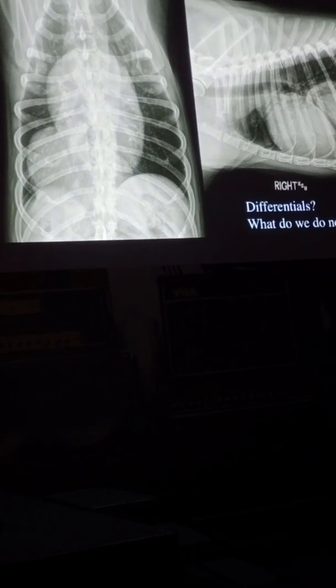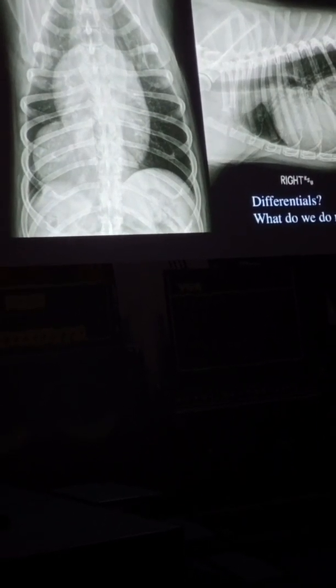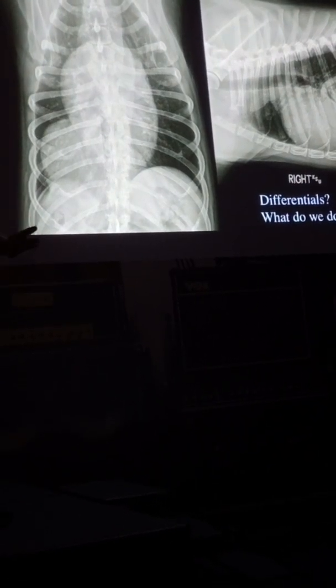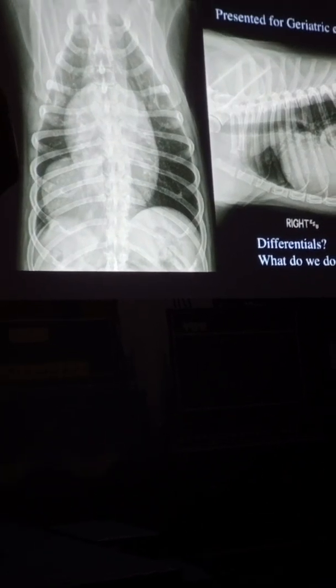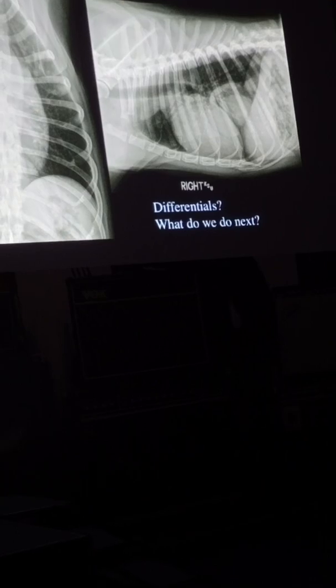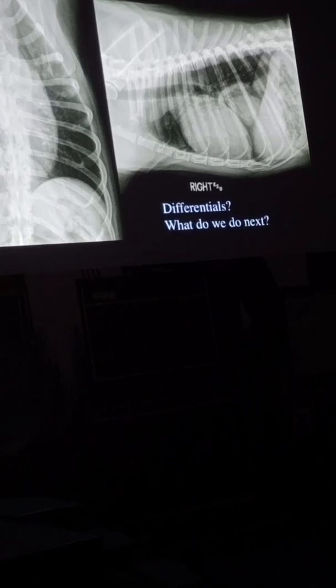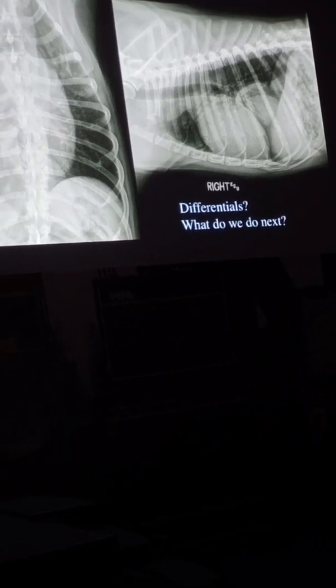The question is, I taught you the other day, when you lose the ability to define the diaphragm, border effacement. You lose the border of the diaphragm, you think of three things: fluid, diaphragmatic hernia or rupture, and disease in the adjacent caudal lung lobes. And you can have combinations. So what do you think is going on in this dog? Do you see pleural effusion? No. Do you see a diaphragmatic hernia? Do you see a lung lobe mass?